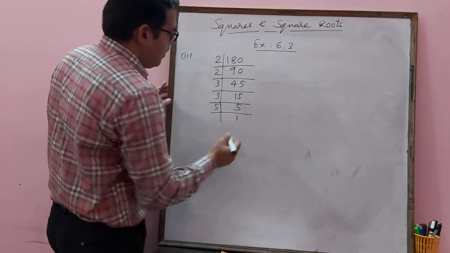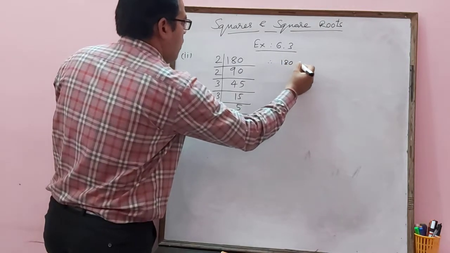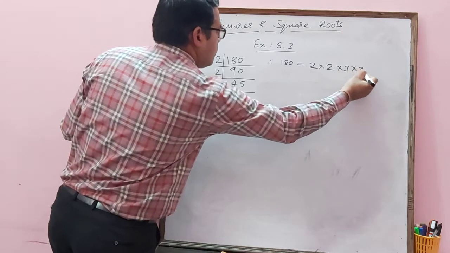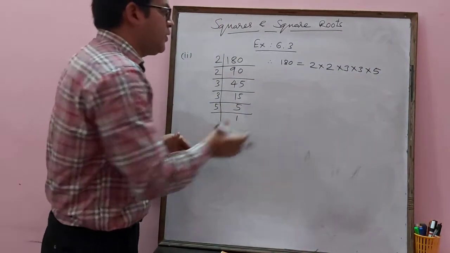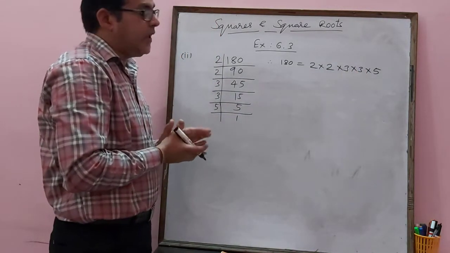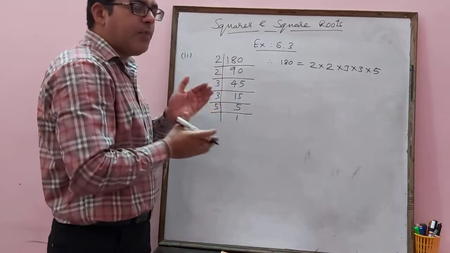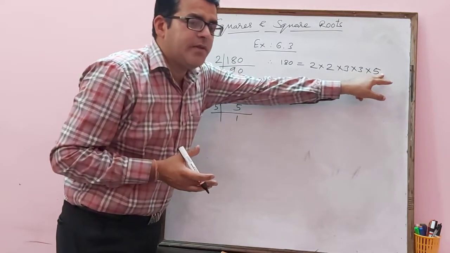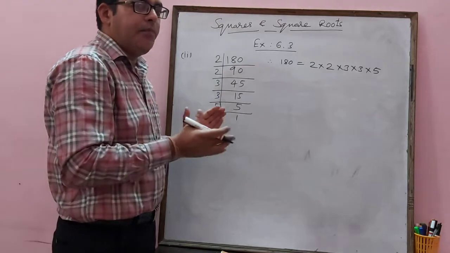by 5, 1 time. So we can say here 180 has 2 into 2 into 3 into 3 into 5. This much of factors: 2 times 2, 3 times 3, but 5 is alone there. It means what we can do now? We can make it a perfect square by multiplying by 5. If one more 5 is there, then we will be able to make pairs.